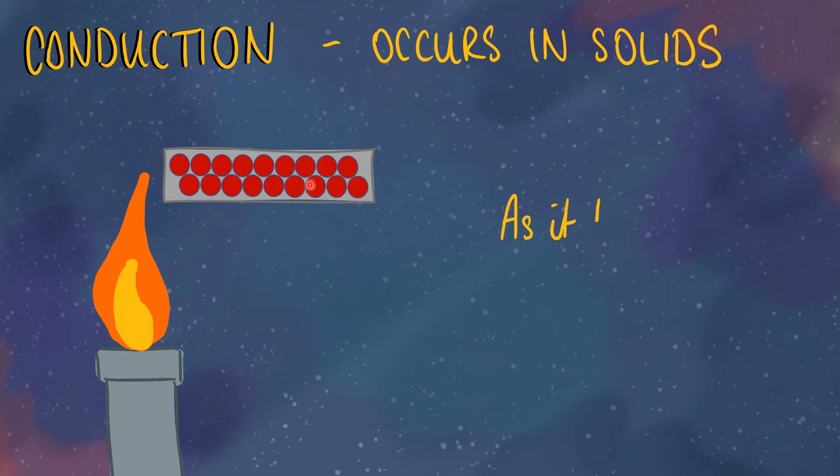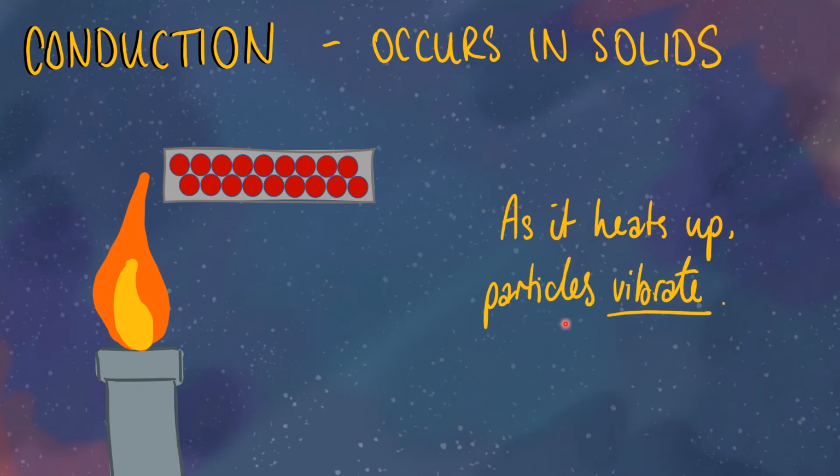So as they vibrate, then it heats up all the way across the metal. Okay, so I want you to write that down, please. So as the metal heats up, the particles closest to the flame vibrate, and this vibration is passed on to the other particles next to it until the whole thing is warm.